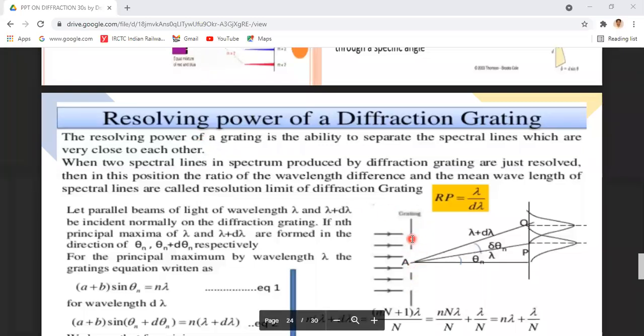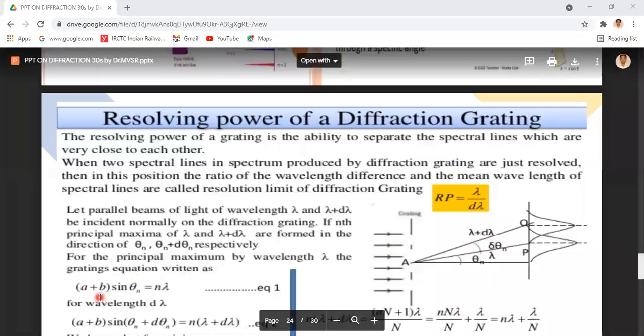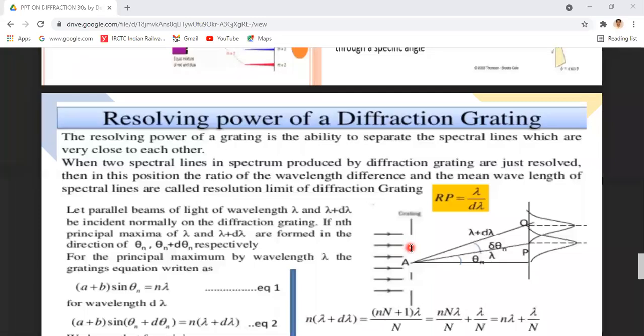Say the width of the slit is a plus b. This is a, this is b, so the total is a plus b. Say this is the slit, the width of the slit is a, this is b, so the total a plus b is the width of the grating element.